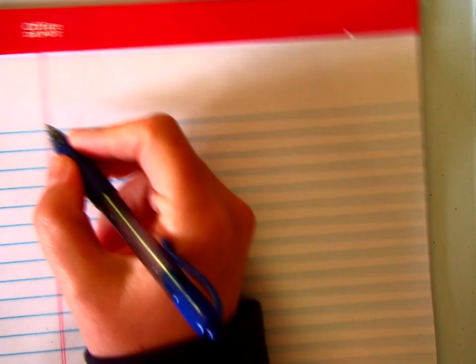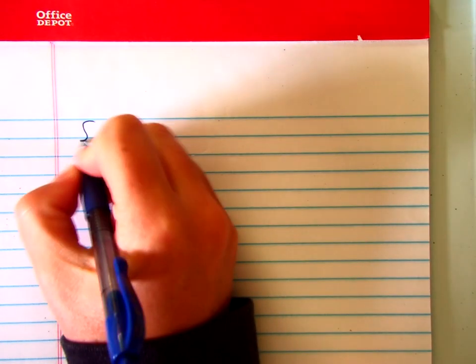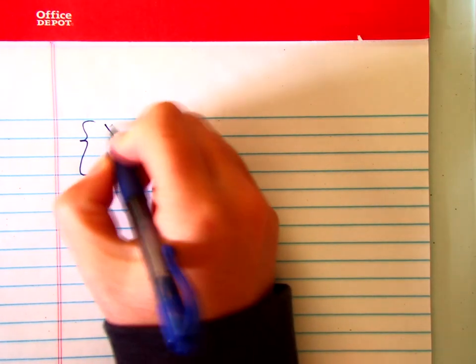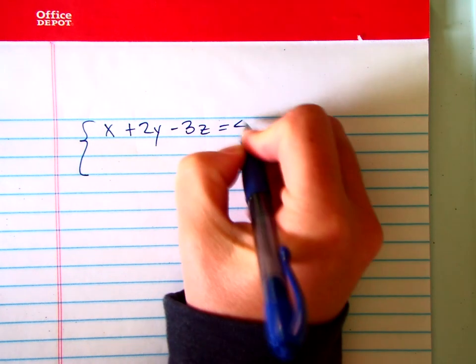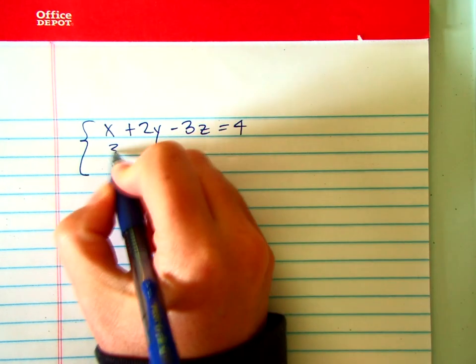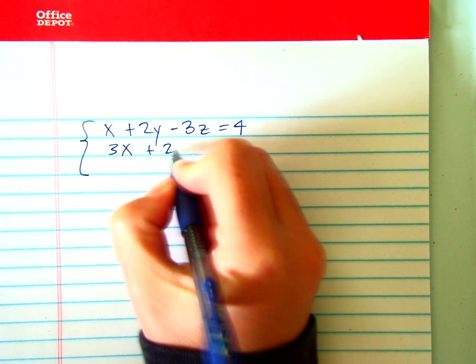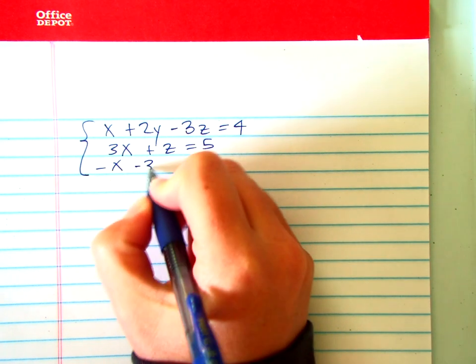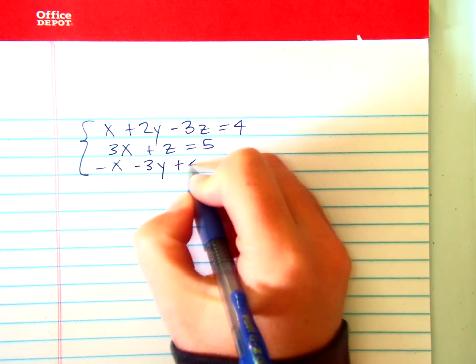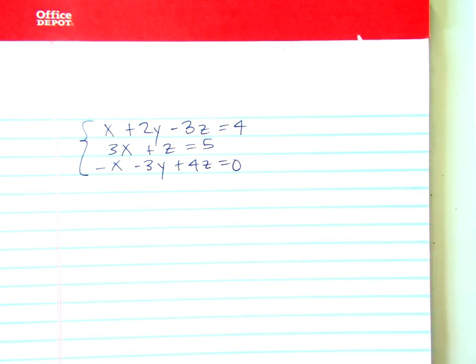We're going to talk about, I'm going to create a system of equations, and I'm going to do that with a three variable system. So, should look familiar. x plus 2y minus 3z equals 4, whatever. 3x plus z equals 5. Negative x minus 3y plus 4z equals 0.